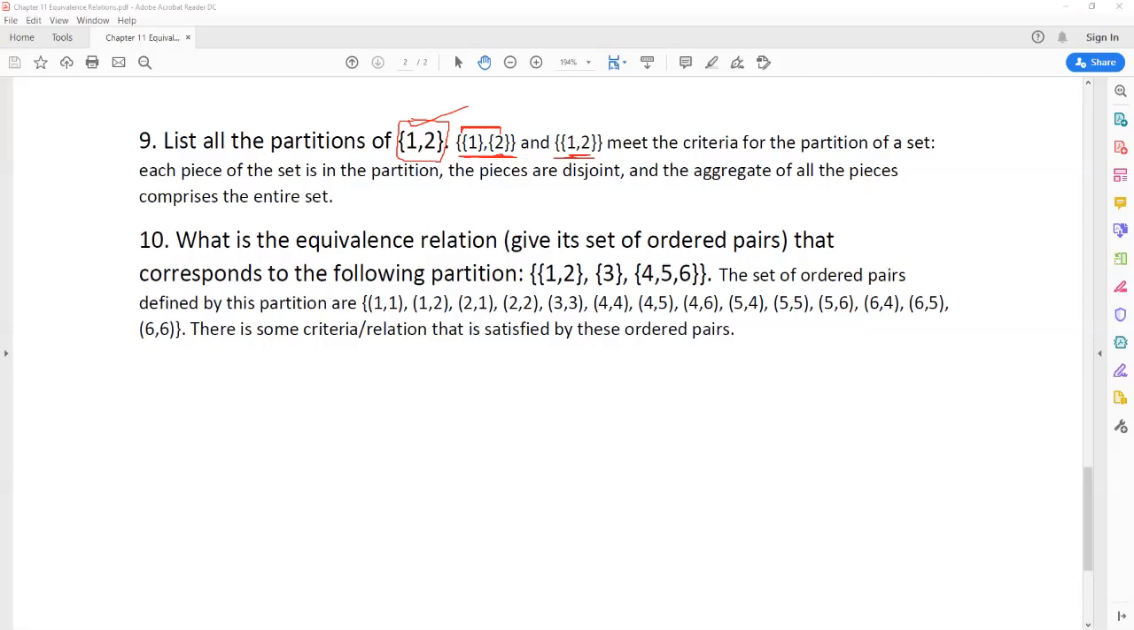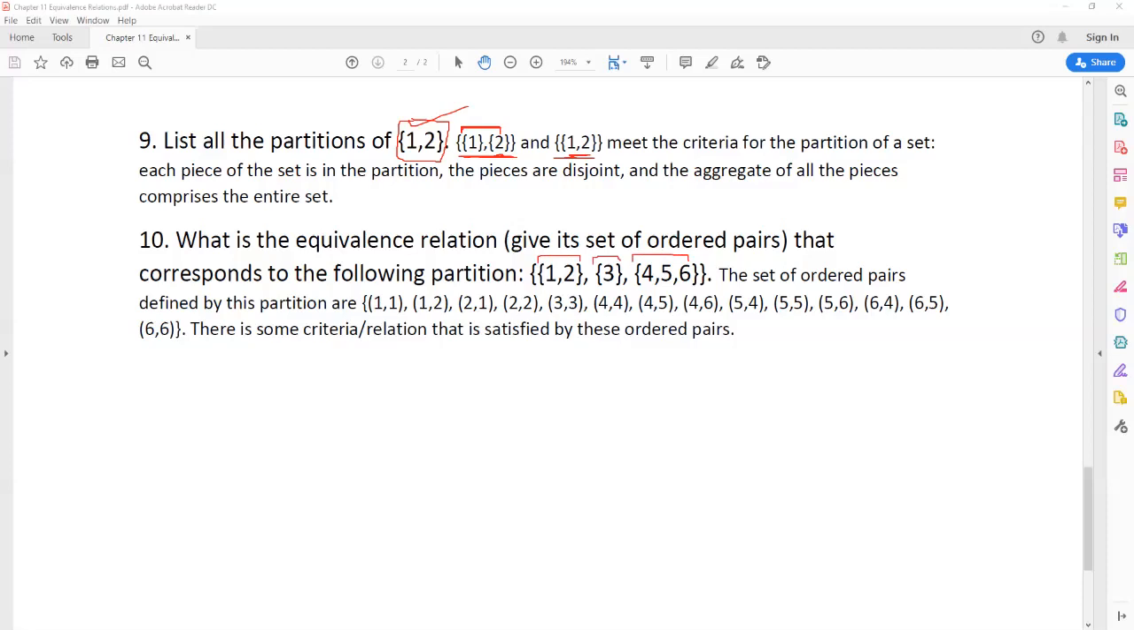Number 10, what is the equivalence relation? In other words, give its set of ordered pairs. What is the equivalence relation that corresponds to the following partition? So we took the integers 1, 2, 3, 4, 5, and 6, and we have partitioned those in this manner. We have one set that contains 1 and 2. We have a set that just contains 3. And finally, we have a set that contains 4, 5, and 6. So what would the set of ordered pairs look like for this particular partition?